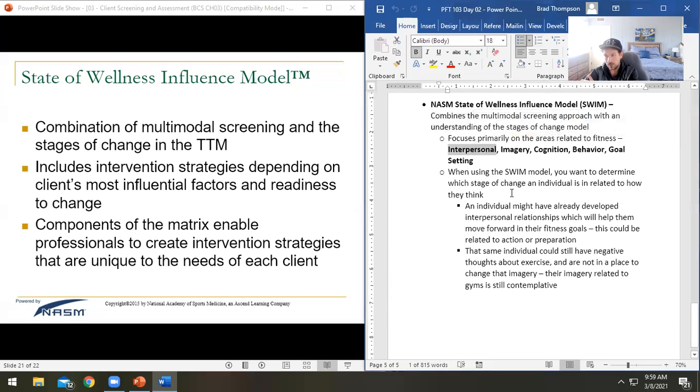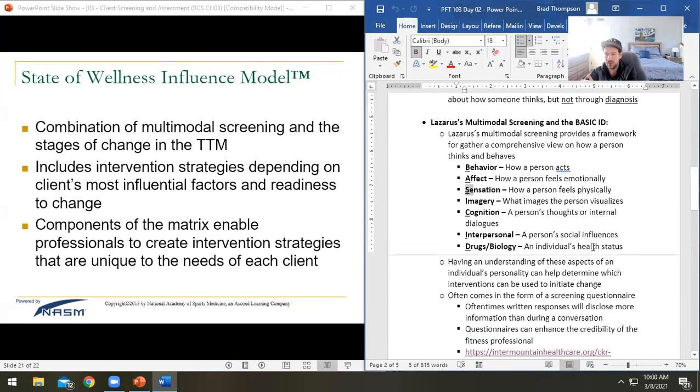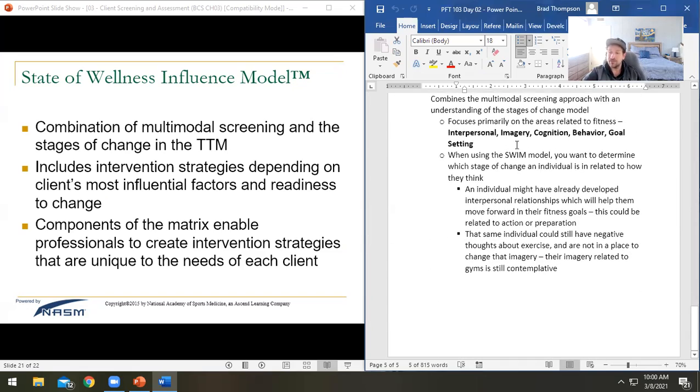So interpersonal relationships is a big part of that. The imagery that people are conjuring up is a big part of that. How they think about things is a big part of that. Behaviors, obviously. And then they add goal setting. So you can see that we lost sensations, physically. We got rid of that one. Drugs and biology, like the health status, we got rid of some of that. Instead, we focused on the things that we tend to have a little bit of impact on. And so we can use the SWIM model to understand which stage of change we think our client is in, and which intervention strategies are going to be most effective.